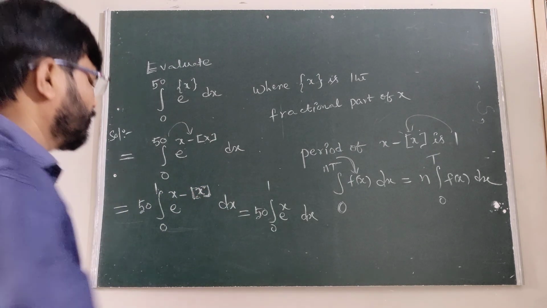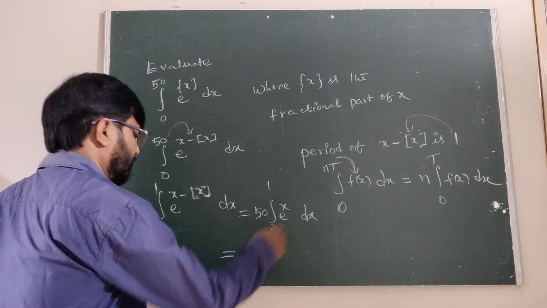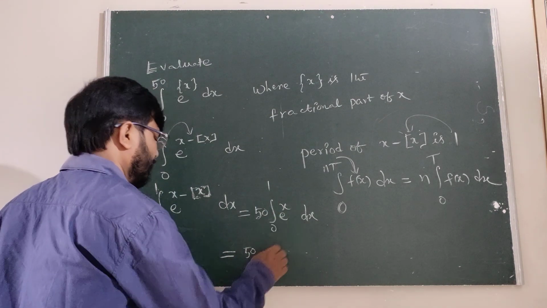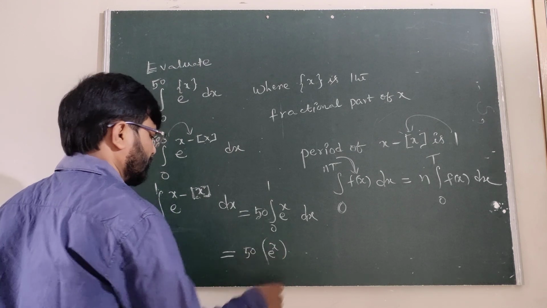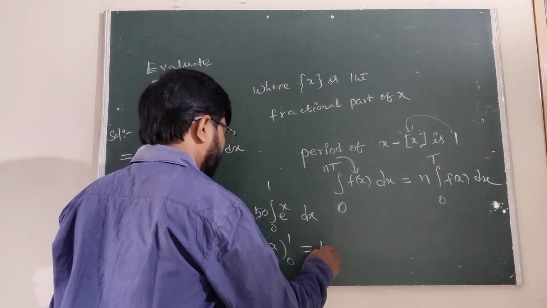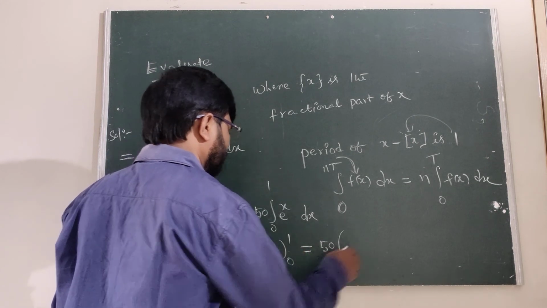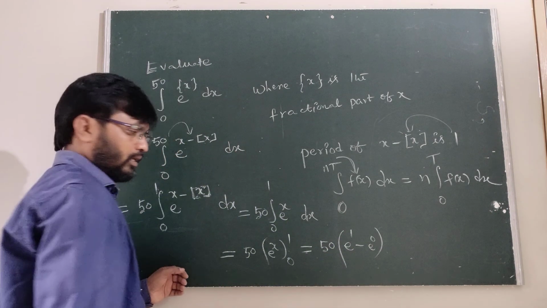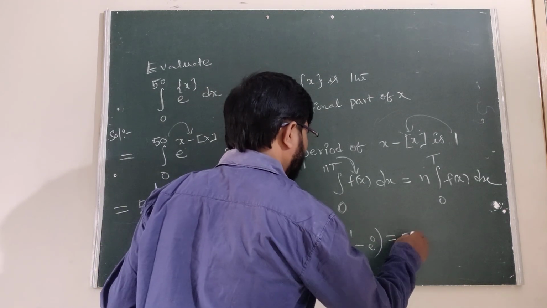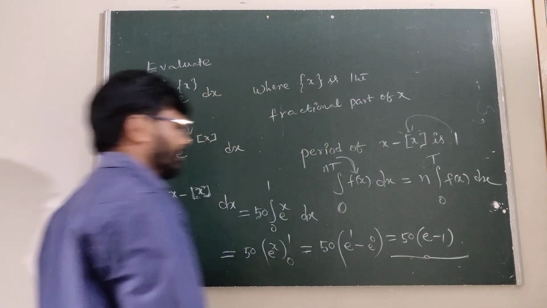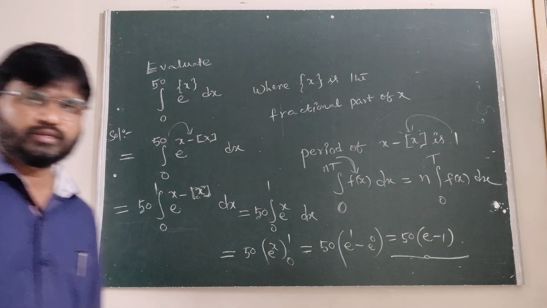The integral of e power x is e power x. The limits are 0 to 1. That's why it can be written as 50 into e power 1 minus e power 0. Now this is 50 into e minus 1. 50 into e minus 1 is the answer. Okay.